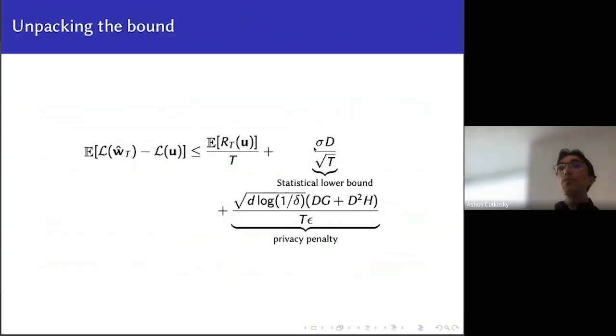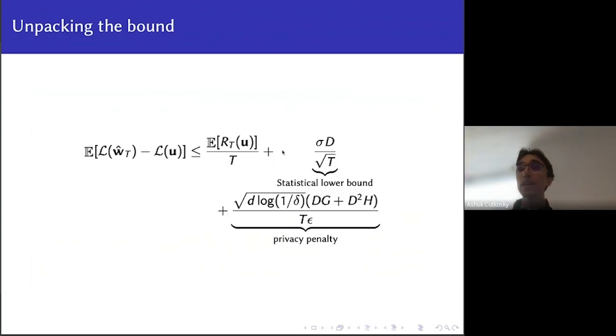Okay, so if we unpack this bound a little bit, it's the average regret, which you get from online to batch, plus the same privacy penalty, plus this thing, which is really a statistical lower bound. This variance term is measuring how much inherent noise there is in the system. You don't know what sigma is. It's hard to measure. But whatever it is, you cannot expect to do much better than this. So you shouldn't expect your regret to ever really improve upon this. Okay, so that's the result.